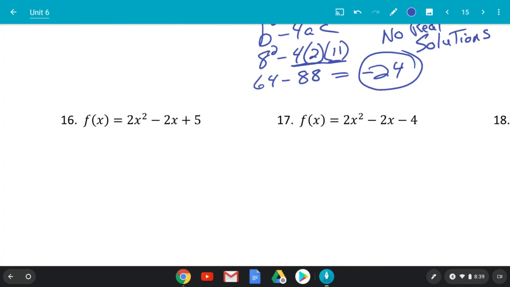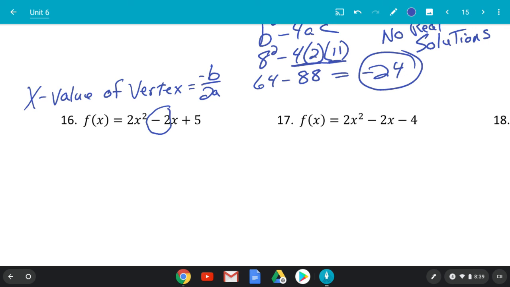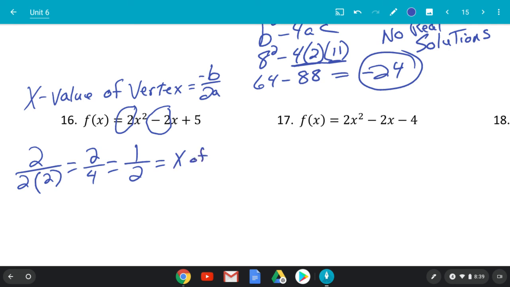16. I got to find two things. I got to find the x value of the vertex. And for that, I'll use negative b over 2a. Let's do that. In this case, b is a negative 2, so negative negative 2, or opposite of negative 2 would be 2 over 2 times a, which in this case is 2. So 2 over 4, which is 1/2. That is my x value, x of vertex.